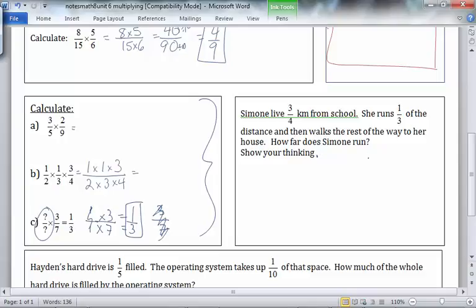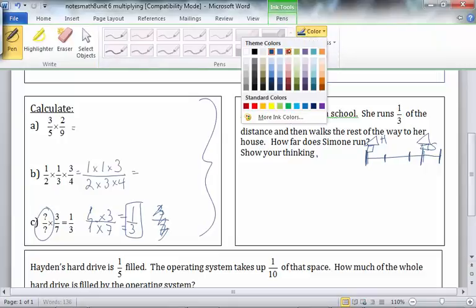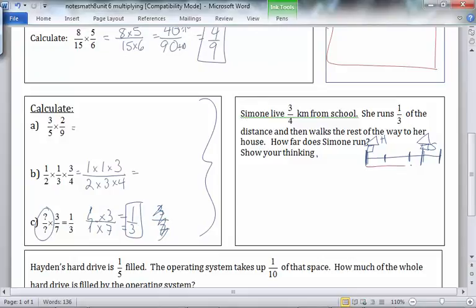So she lives 3/4 of a kilometer away. It's helpful to draw a picture. There's her house, there's her school. That's 1 kilometer. Maybe let's draw it like this. And this would be 3/4 to get from here to here. And if you kept going past your school, that would be a total of 4/4. Now, she runs out of breath. So this is the total distance. She runs 1/3 of that distance and walks this amount. So you want to figure out how far she runs.